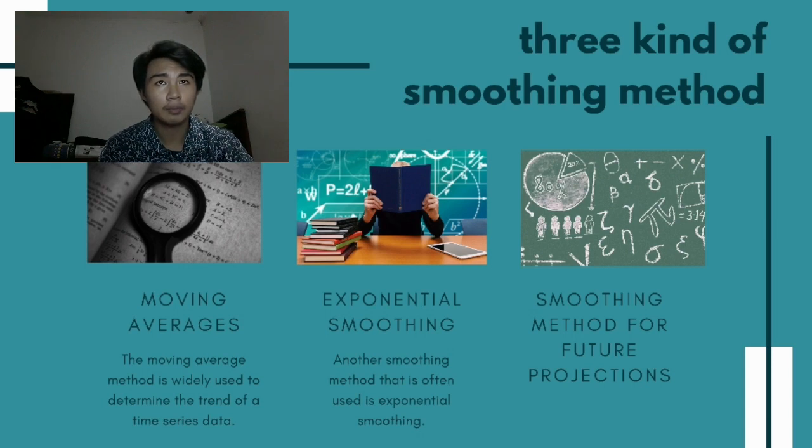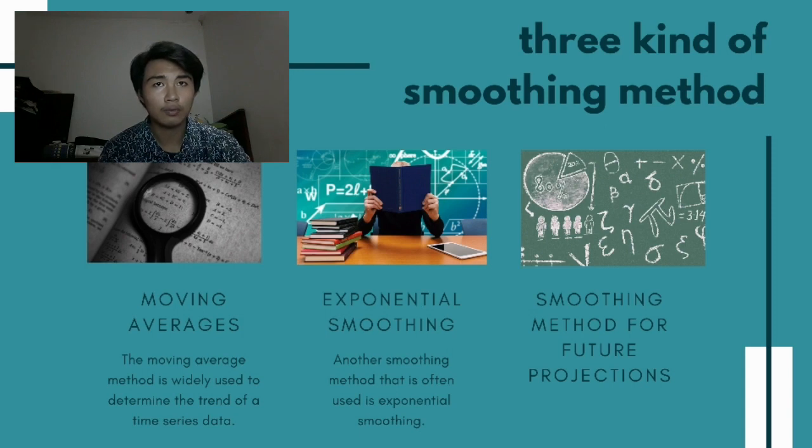The moving average method is widely used to determine the trend of time series data. By using this moving average method, the periodic series of the original data is transformed into a smoother moving average which is less dependent on oscillation. Number two is exponential smoothing. Another smoothing method that is often used is exponential smoothing. This method is sometimes more efficient than a moving average because of its ability to calculate a smoothing value for each response measurement.